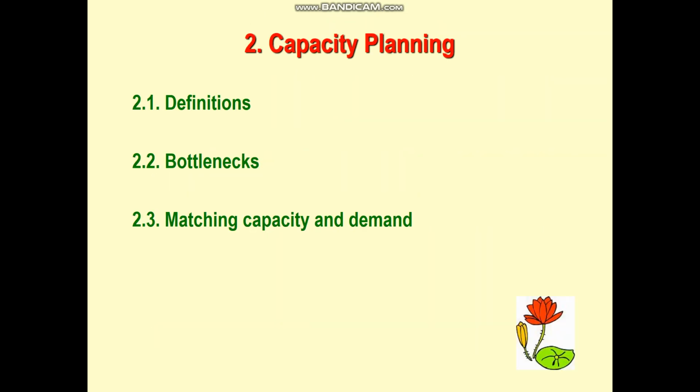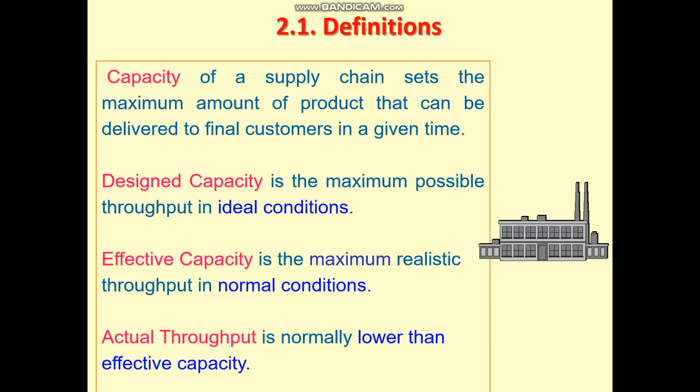so let's see what is capacity planning. What is capacity? Capacity of a supply chain is the maximum amount of a product that can be delivered to the final customer in a given time. So for example, I say the capacity of my factory is 10,000 products. It means I only have enough space to produce 10,000 products in a given time. So capacity, here you can also understand it like a limitation.